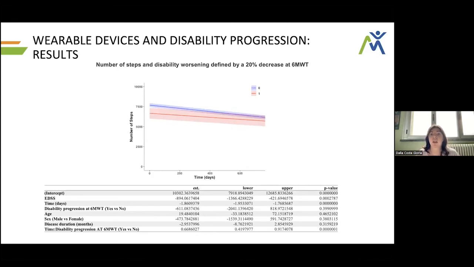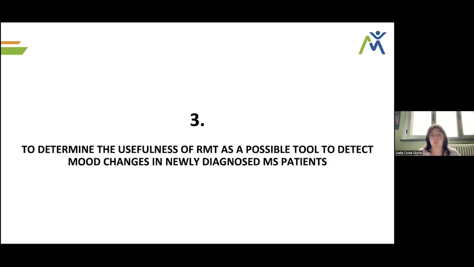And we tried to use a different definition of disability progression, that is a progression defined by a 20% decrease at the 6-minute walking test. And again, here we can see that this other definition does not identify the patients that got worse according to the number of steps, because both groups actually got worse in terms of number of steps walked. So it's not a problem of the EDSS per se, but also of the standard clinical measures that are too insensitive to capture what sensors can capture.